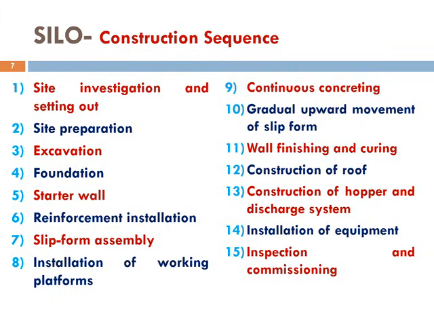The slip form system and working platforms are then assembled. Once everything is ready, continuous concreting begins. The slip form gradually moves upward as construction progresses. After the wall is completed, finishing and curing are carried out, next the roof, hopper and discharge system are constructed. Equipment is installed and finally the complete structure is inspected and commissioned. This sequence ensures systematic construction.